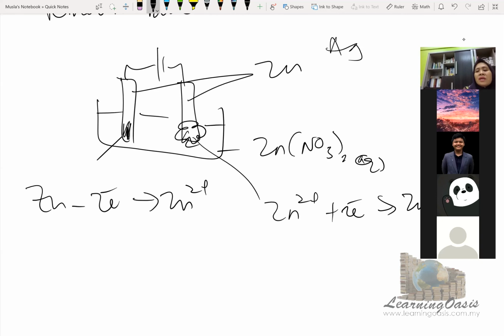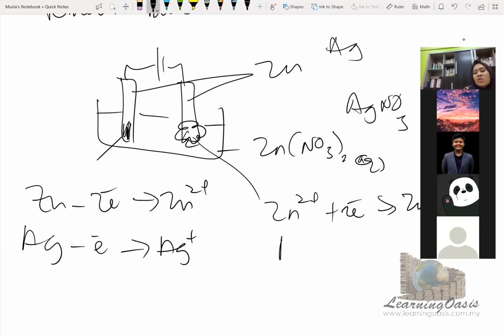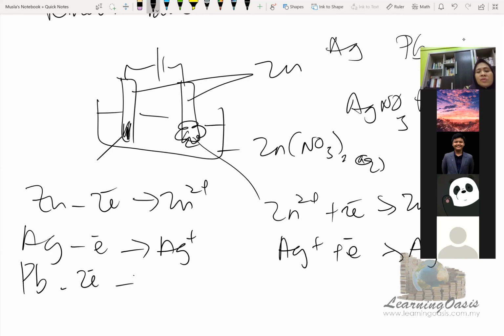You can replace this again with silver and silver nitrate. So same case. The anode will be silver minus electron to give you silver ion. And here should be silver ion plus electron to give you silver. Or you can replace this with anything. You can replace with Pb and Pb(NO3)2. So here, what happened? Pb minus 2 electrons to become Pb2+. Here, Pb2+ plus 2 electrons to become Pb. So it's still the same concept. Understand the concept. When you have metal in its aqueous solution, anode corrodes, cathode deposited.